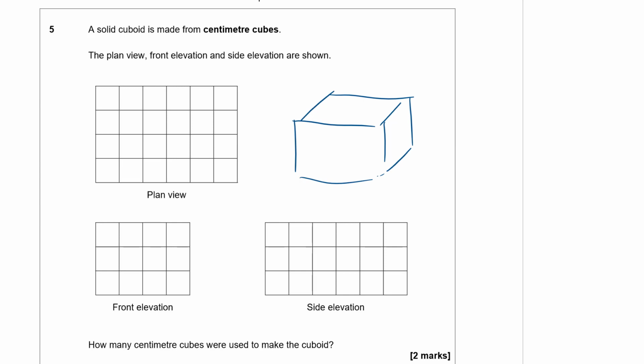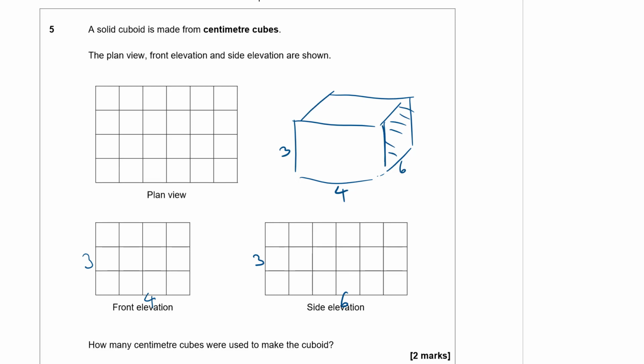So the front elevation is what you can see from the front, and you can see that this is 3 units by 4 units. So this front face here is 3 units by 4 units. Now the side elevation is what I can see from this side here, and that is 3 units by 1, 2, 3, 4, 5, 6 units that way. So we've already got the 3 there, matches with the other 3.